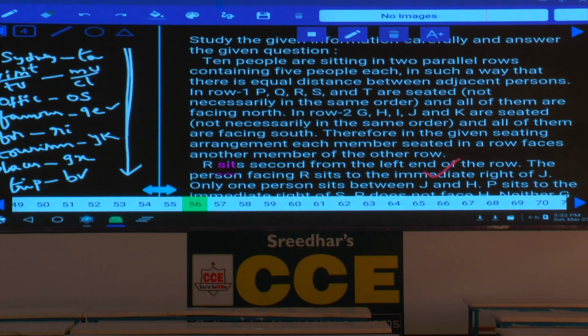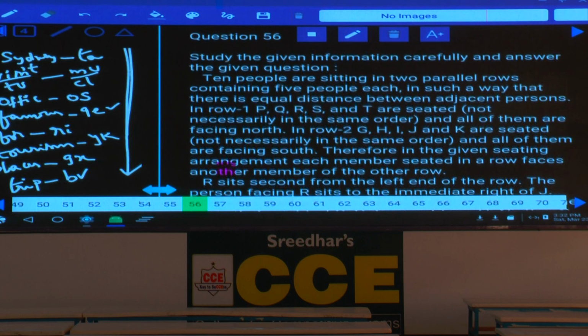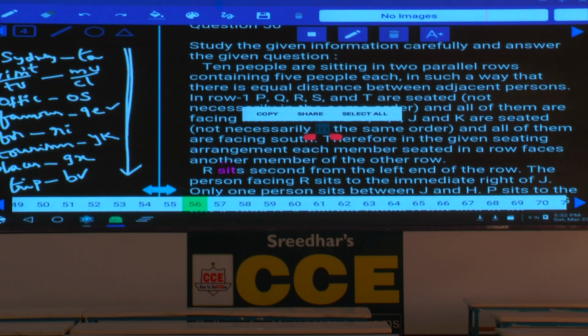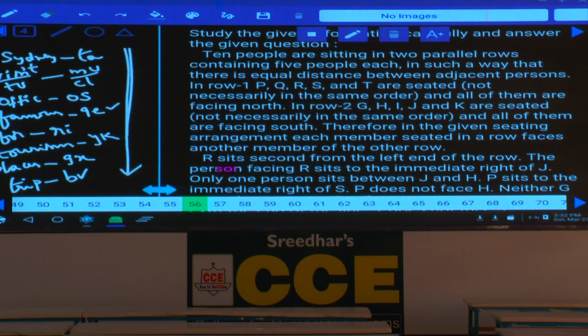Then 91 to 95. Now in this 91 to 95, how many people are there? There are 10 people. 10 people are seated in 2 parallel rows containing 5 people each in such a way that there is equal distance between adjacent persons. In row 1, P, Q, R, S, T are seated and all of them are facing north, and in row 2, G, H, I, J, K are seated and they are facing towards south, isn't it?